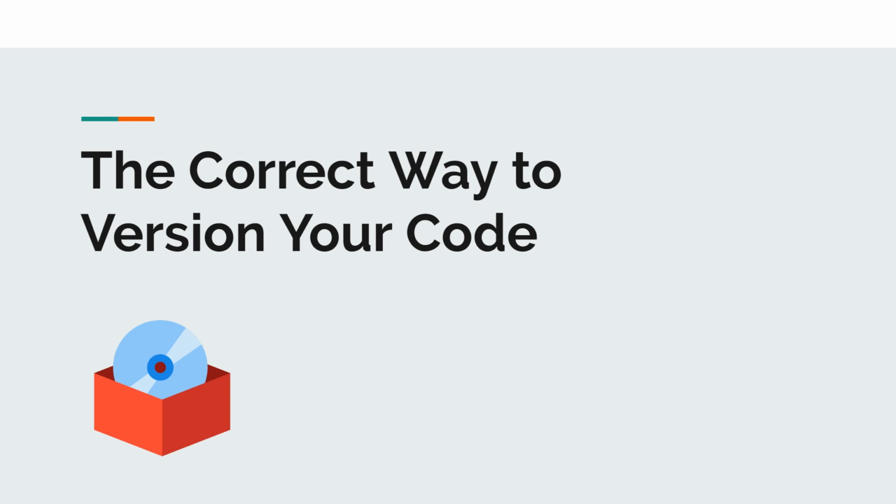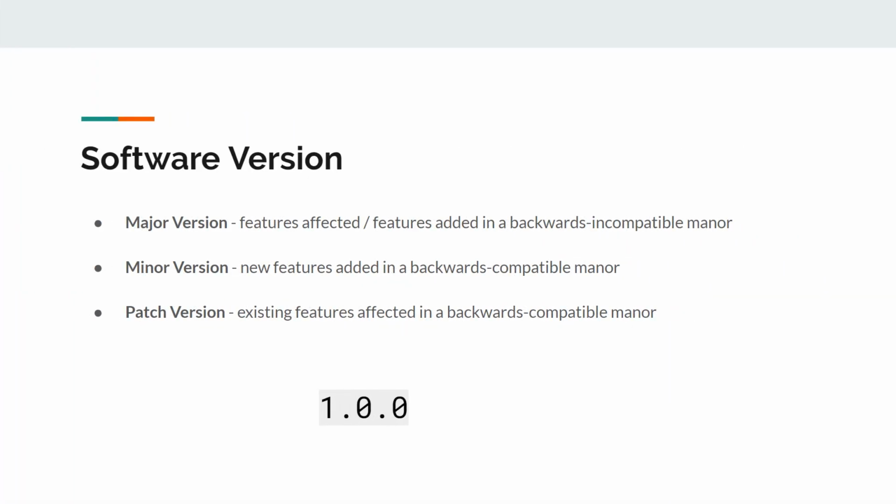Hello everyone, so today we'll take a look at my opinion on the correct way to version your software. All software should have a software version which follows the major, minor and patch versioning system.